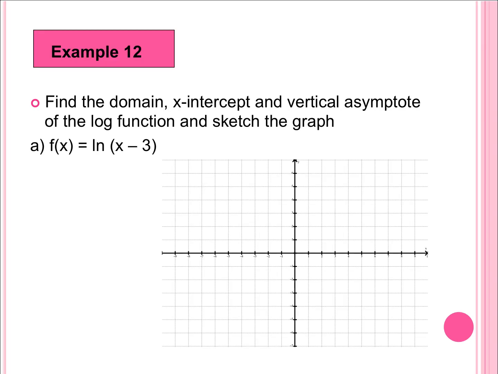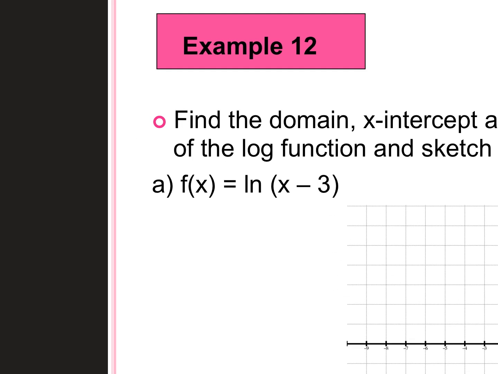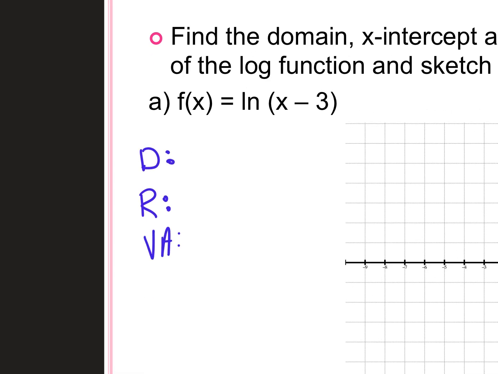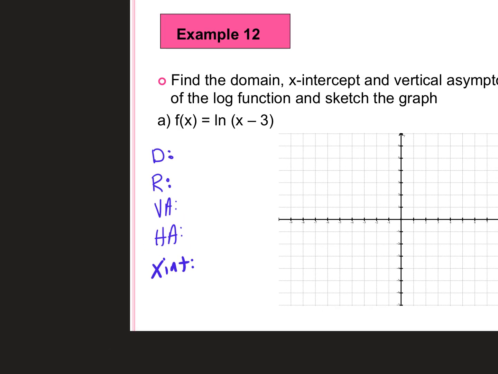So let's do an example here. Is this still a logarithmic function? Yes. What kind of a log function is it? It's a natural one. Okay, big deal. It's the same exact thing. We're going to find the domain, range, vertical asymptote, horizontal asymptote, and x-intercept. Find all of that stuff. What do you know right away? The range is all real numbers. Perfect and good.